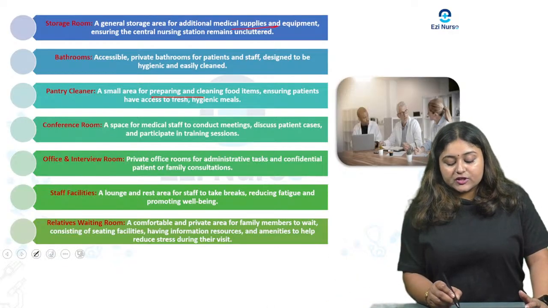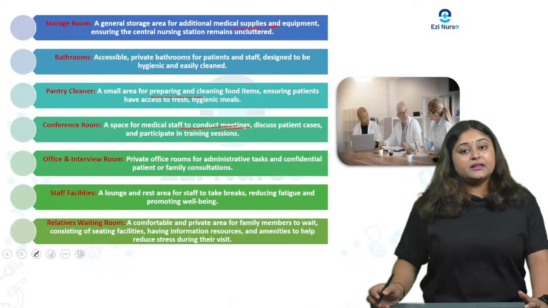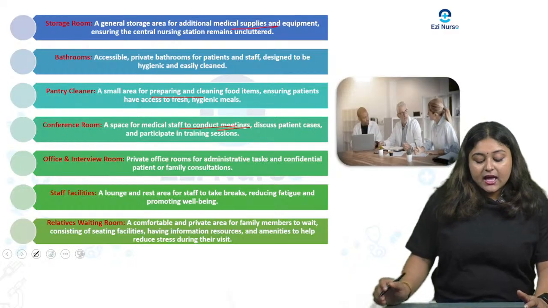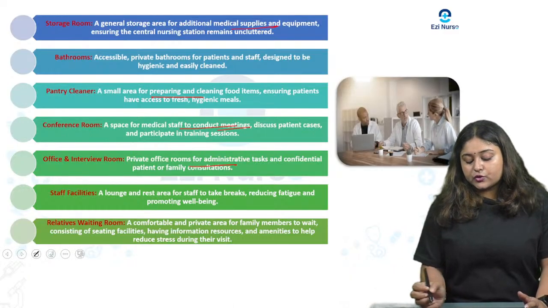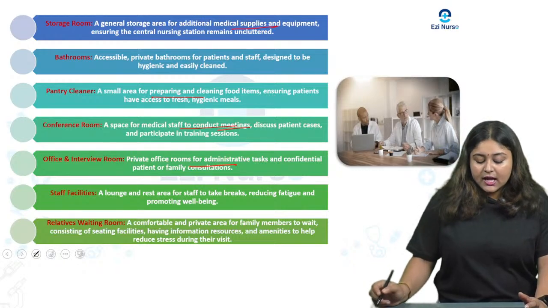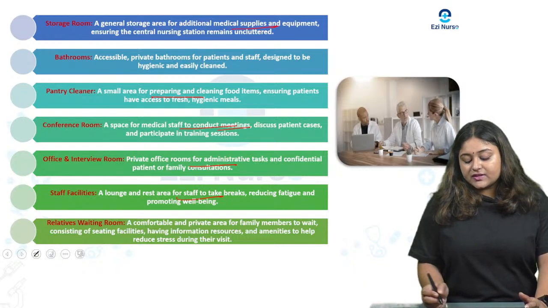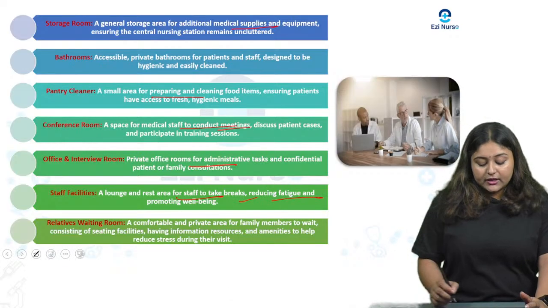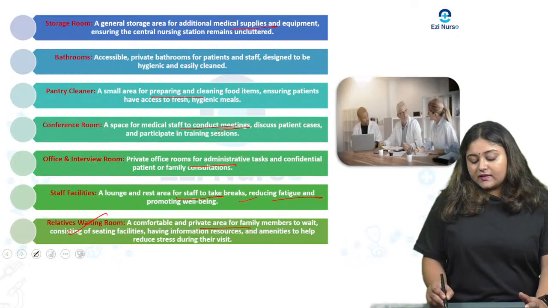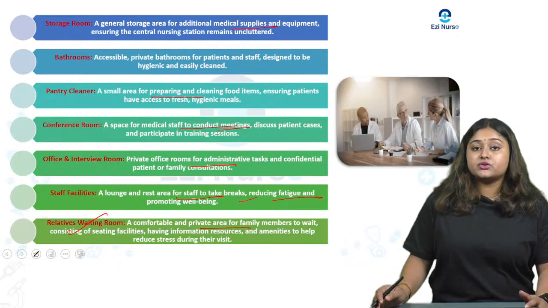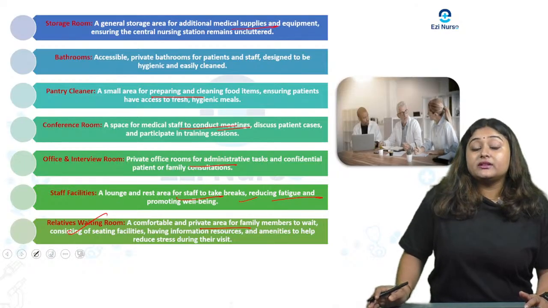Then the conference room, a space for the medical staff to conduct meetings, discuss patient cases, and participate in training sessions. Office and interview room: a private office room for administrative tasks and confidential patient and family consultations. Then staff facility: a lounge and rest area for staff to take breaks, reducing fatigue and promoting well-being. And then the relatives waiting area, a private area for family members to wait, as well as to sit during visiting hours.